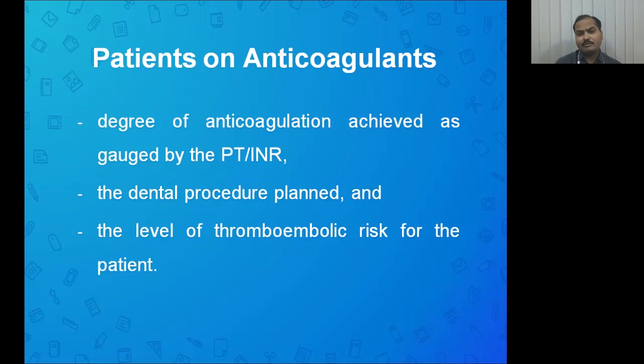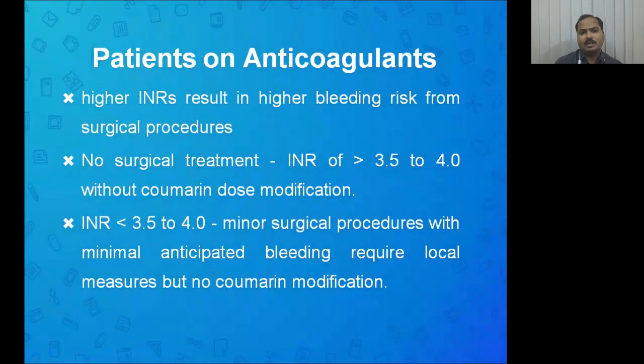Now, in this case, the level of thromboembolic risk of the patient is also assessed, because there is always a risk. The higher the INR, the higher the bleeding risk from surgical procedures. So we should not have very high INRs in such patients. Where there is no surgical treatment, an INR of up to 3.5 to 4 without any dose modification of coumarin or anticoagulant is suggested, as there is very little tendency of bleeding from the procedures.